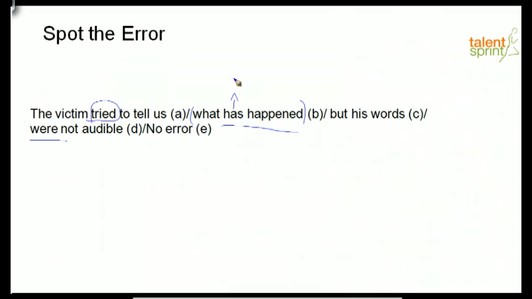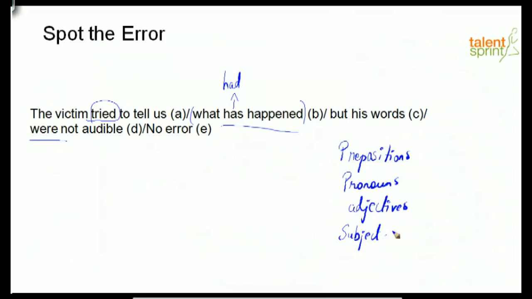So basically when I focus on spot the error, the things that I learn are just basic grammar constructions. I might have errors pertaining to prepositions. I might have errors pertaining to pronouns. I might have errors pertaining to adjectives or adverbs, word class, conjunctions. I might have errors pertaining to subject-verb agreement.